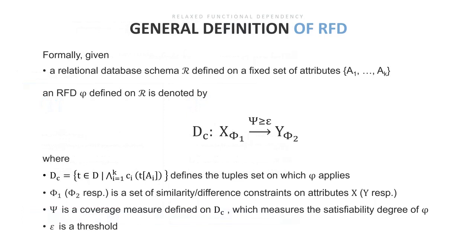This is the general definition of relaxed functional dependencies. It admits the possibility to limit the applicability of the dependency through a constraint domain DC. Moreover, it uses sets of similarity or difference constraints to compare tuples in terms of similarity or difference values, operators, and thresholds. And finally, it can also consider a coverage measure psi, which permits to measure the satisfiability degree of the dependency, whose limit is defined by the threshold epsilon.